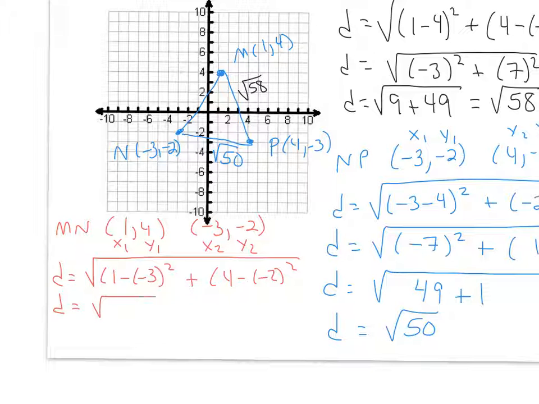So this is going to be 1 plus 3, which is 4 squared. This is going to be 4 plus 2, which is 6 squared. So this is going to be the square root of 16 plus 36, which is the square root of 52.